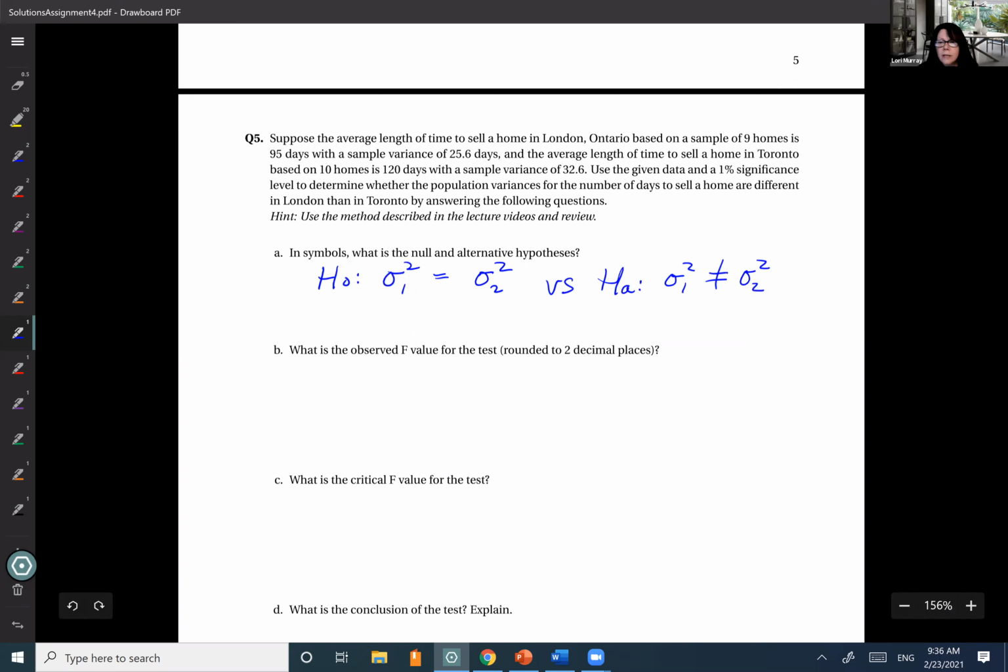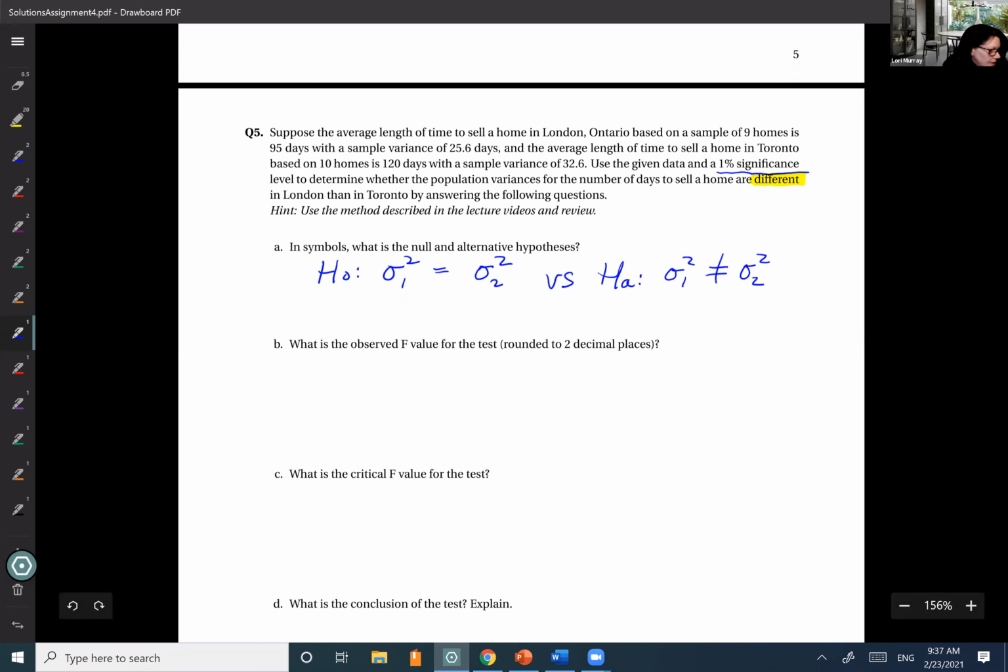The reason is keyword. We're going to use a significance level, right? There's the significance level right there, 1%, to determine whether the population variances for the number of days to sell a home are different. There's the keyword right there, not more than, not less than, but different in London than in Toronto. So this is the average length of time to sell a home in London, Ontario. I think it's even quicker now. 9 homes in 95 days, so they're going even faster.